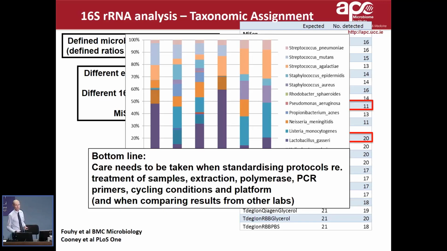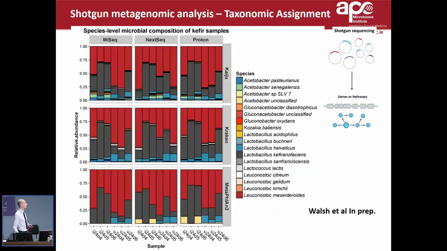So ultimately, what's the bottom line? I think that care needs to be taken when you're standardizing protocols within your lab in terms of treating the samples, how you extract them, which polymerase you use, which PCR primers. And especially care needs to be taken if you're trying to compare your results with those from another lab, because the differences you're seeing between your study and someone else's study may not be due to biological differences, but may be due to the strategy that you employ.